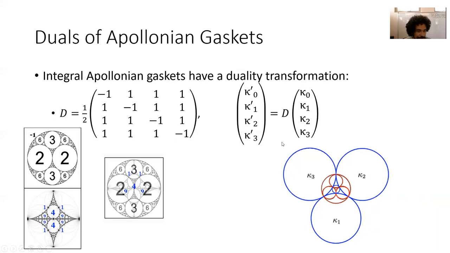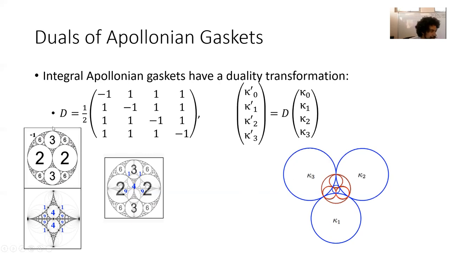So we have one integral Apollonian gasket in blue, and then we have another one in red, and these two are dual to each other. We see that the tangent points are located in the same spot, but the tangents to the circles on the two different gaskets are rotated by 90 degrees. Here we see the tangent line for the blue circles is pointing up and down. However, the tangent line for the red is perpendicular to that and is horizontal.